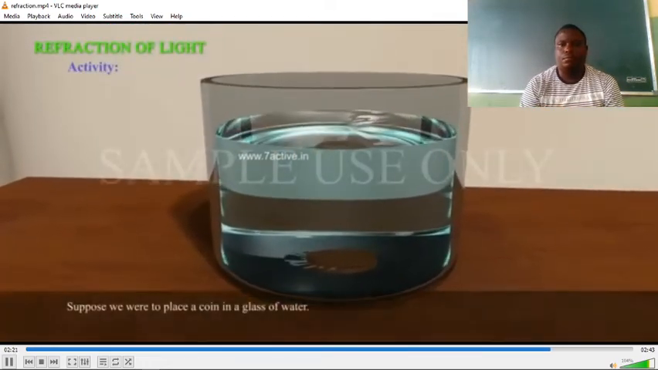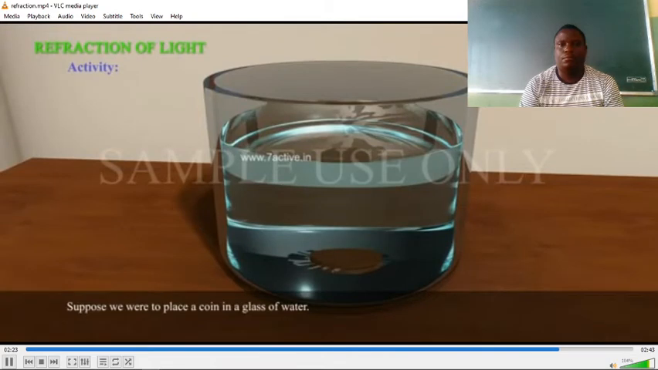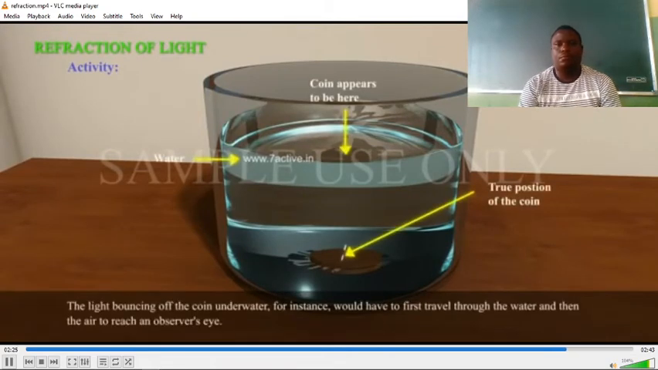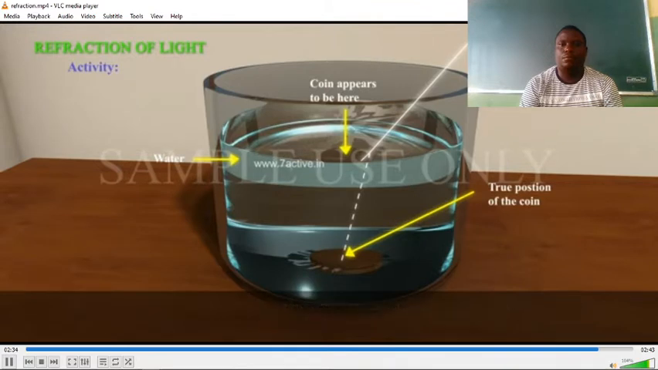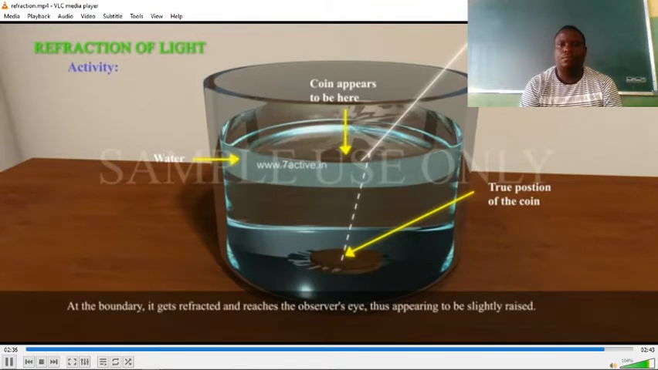Activity: suppose we were to place a coin in a glass of water. The light bouncing off the coin underwater, for instance, would have to first travel through the water and then the air to reach an observer's eye. At the boundary it gets refracted and reaches the observer's eye, thus appearing to be slightly raised.